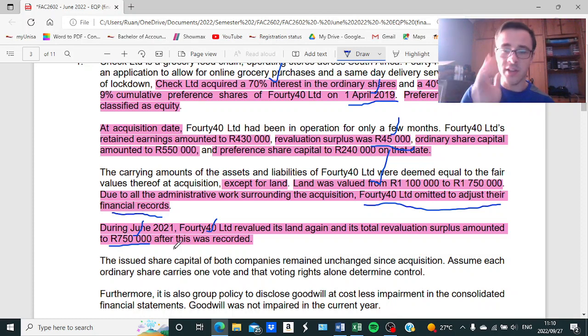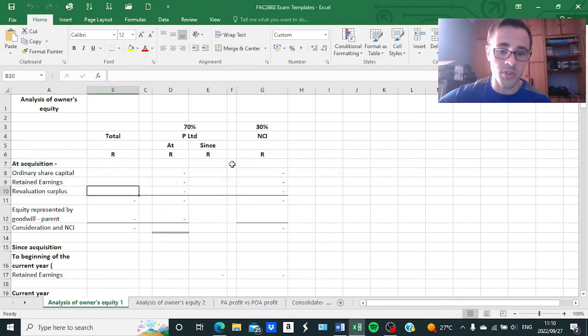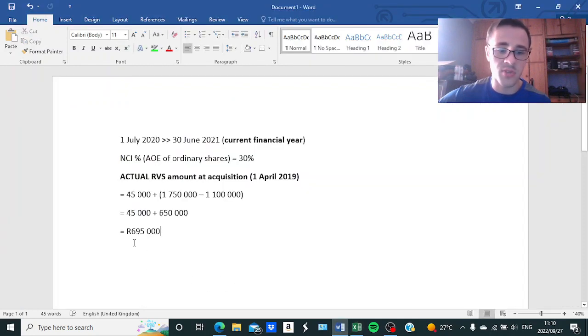Now I know it sounds confusing, but as I've said previously, and I need you to make notes of this, because this bothered me as well, and I had quite a debate with the lecturers as well. If they give you a balance for revaluation surplus at acquisition, so if they give you the balance of 45,000, and then they tell you there was another revaluation on the same date but it was not accounted for, then obviously you need to calculate the correct balance of revaluation surplus at acquisition, which is in this case the 695.